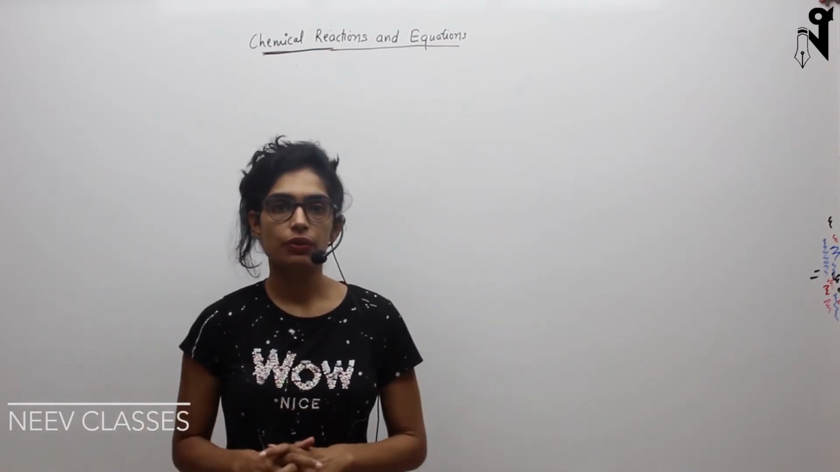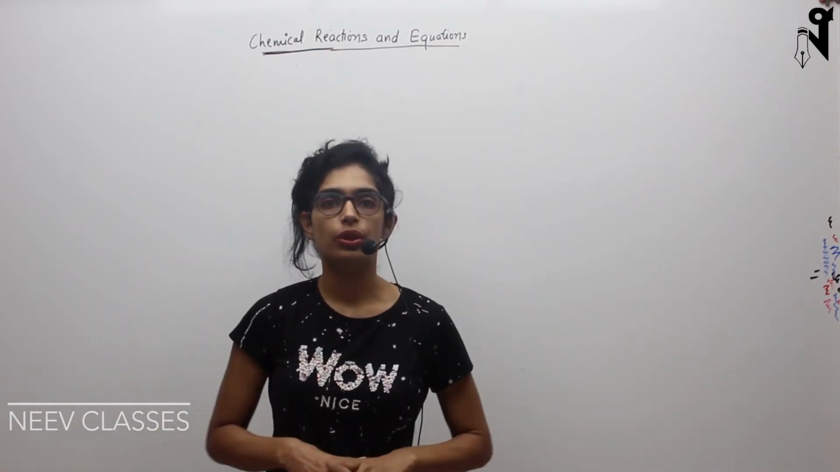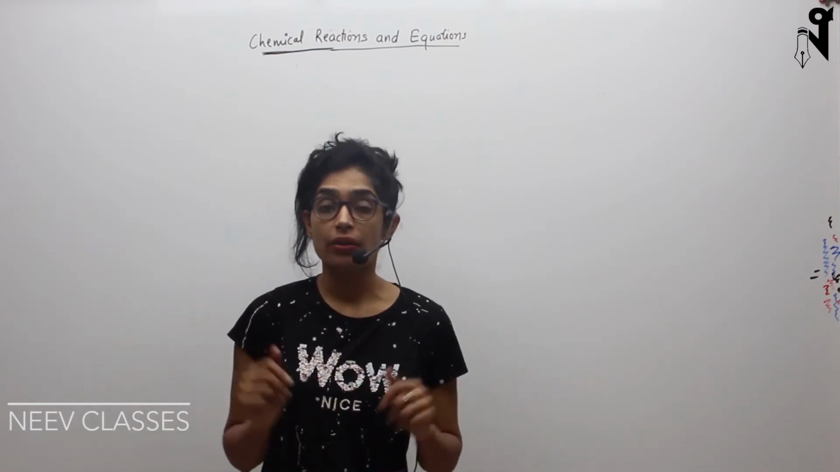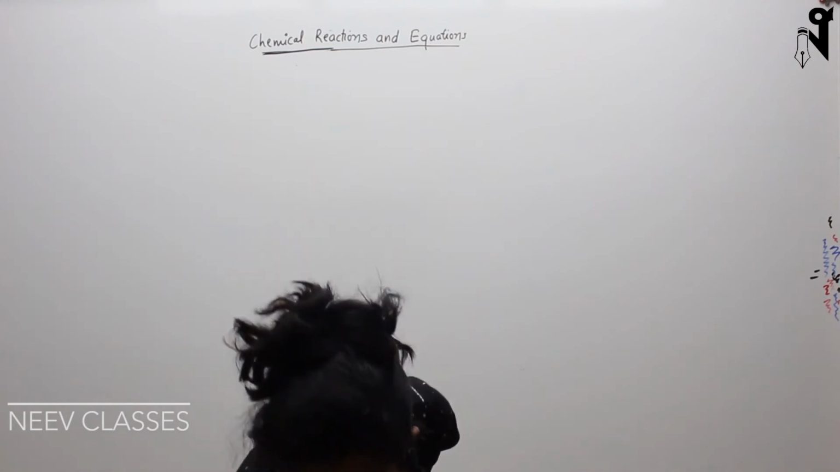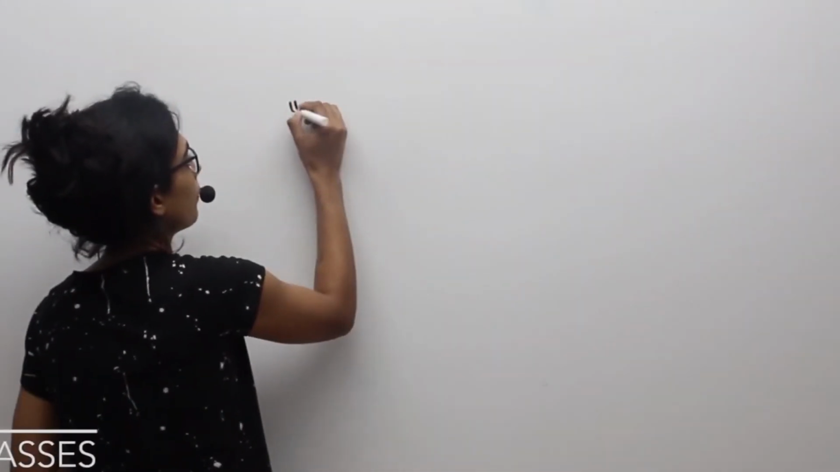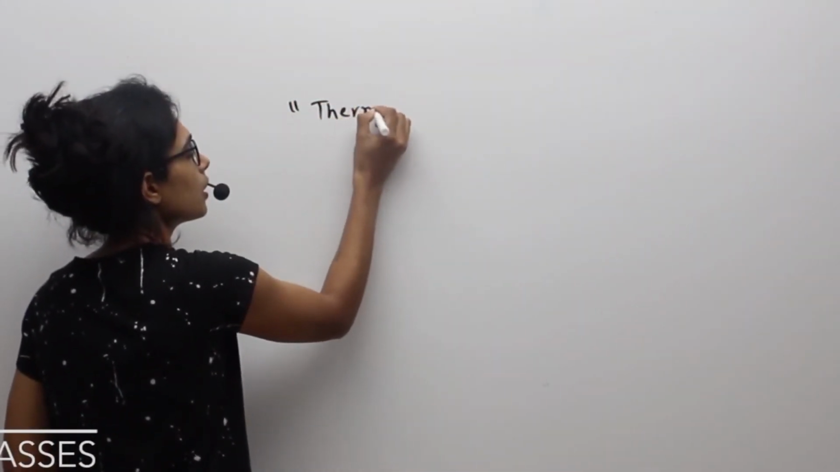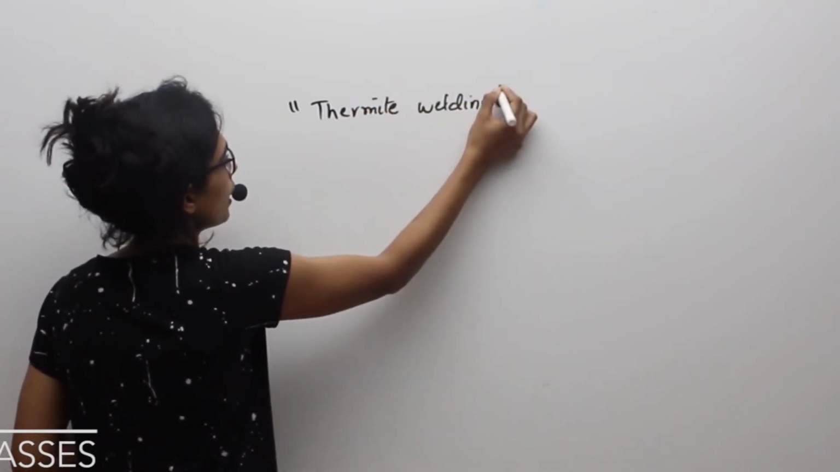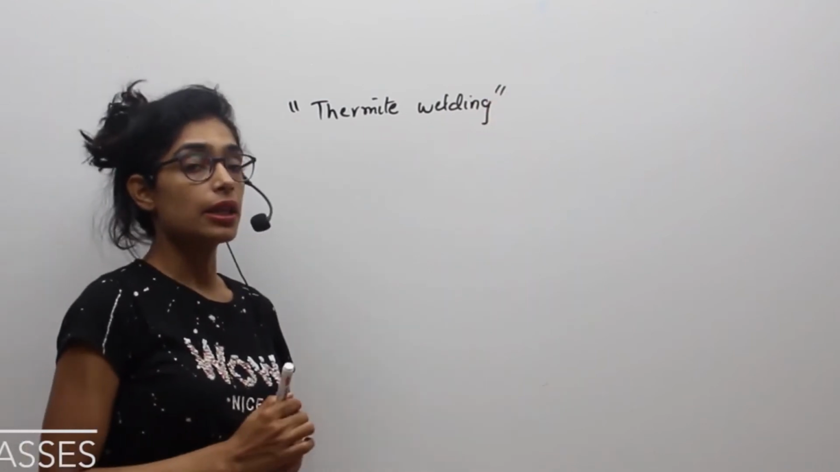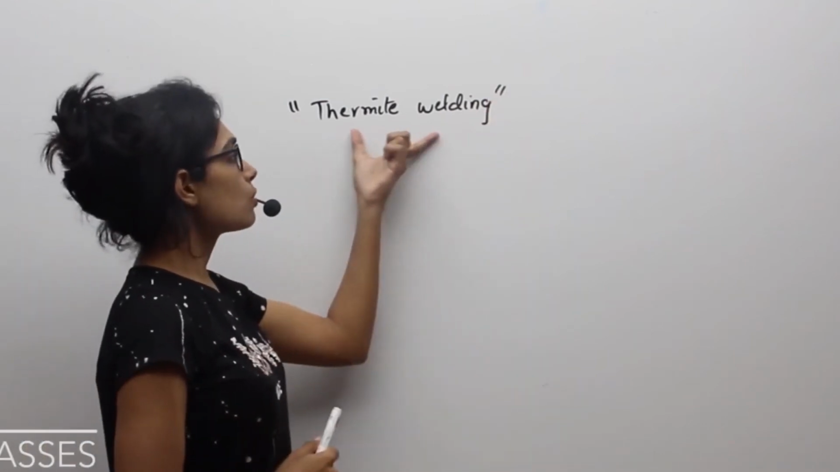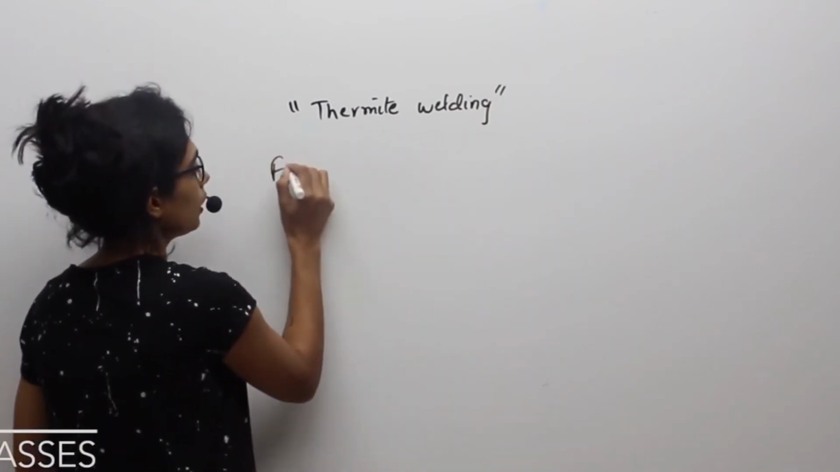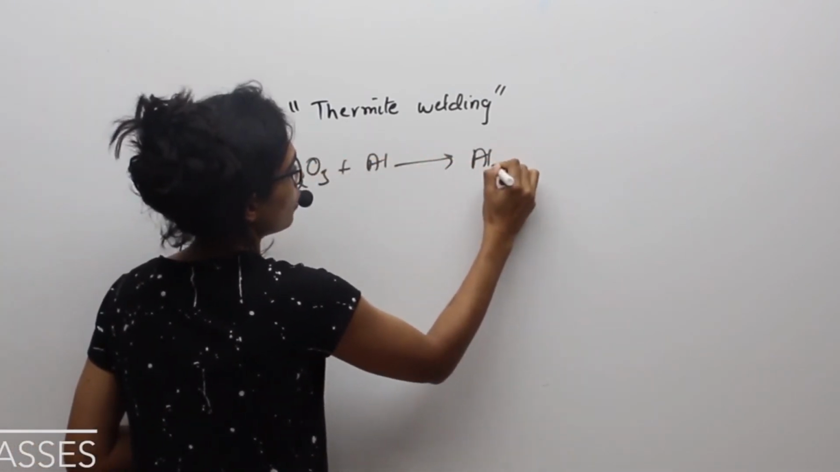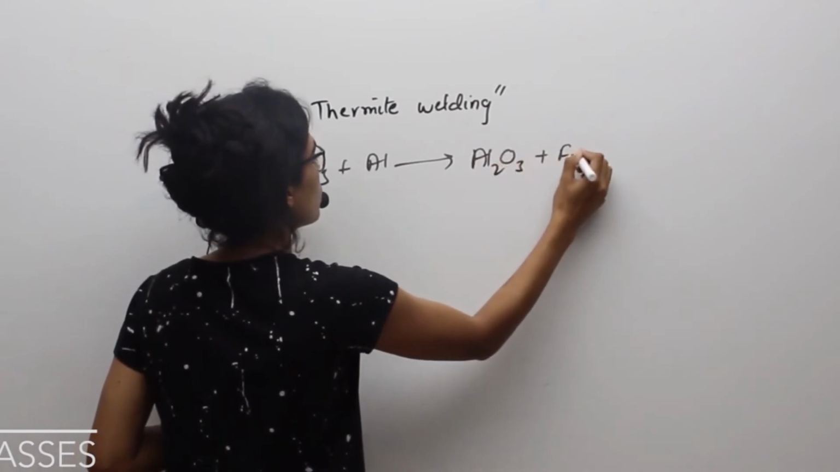The last reaction we were discussing, that is iron reaction with Al2O3, and I said a large amount of heat will be released and because of which iron will be molten. That reaction is called thermite welding. This is used for welding purposes. Very, very important reaction. Okay, I just missed telling you that part. So this reaction is Fe2O3 reacting with aluminium, giving you Al2O3 and Fe molten.